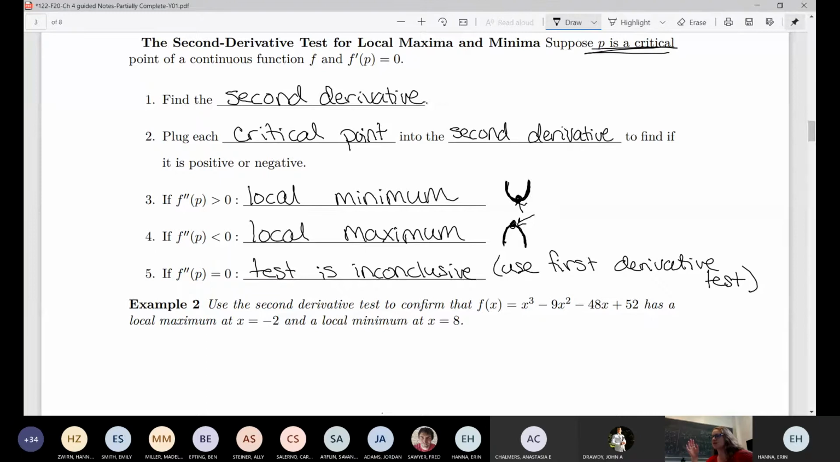In general, the second derivative test, kind of two notes. If the second derivative is really gross to find, you probably then just don't want to use it. Just use the first derivative test. And again, sometimes it doesn't work, so you have to use the first derivative test anyway.